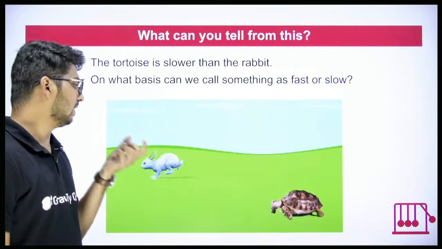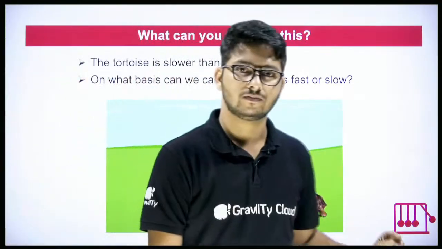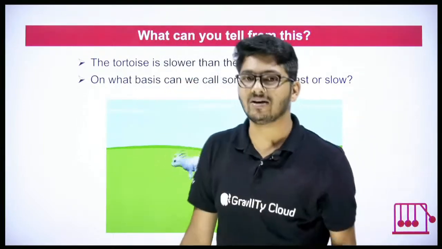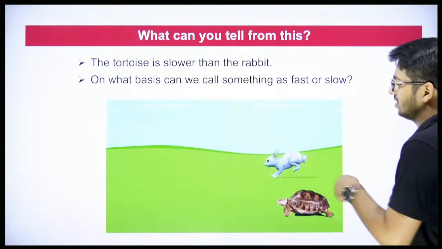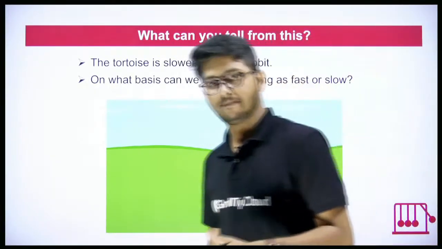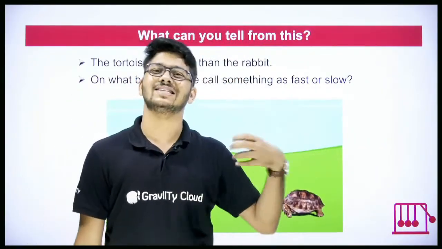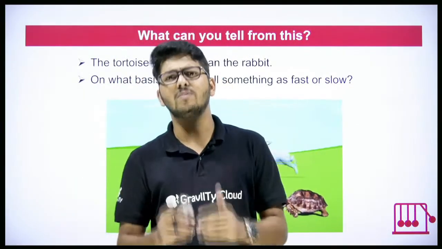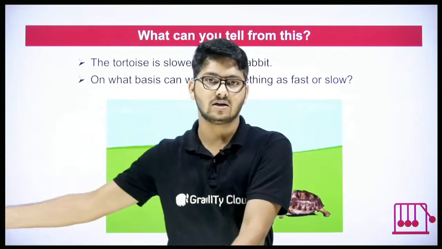We can clearly say that the rabbit is faster than the tortoise. Or in other way we can say the tortoise is slower than the rabbit. So you basically have an idea about what faster and what slower are.